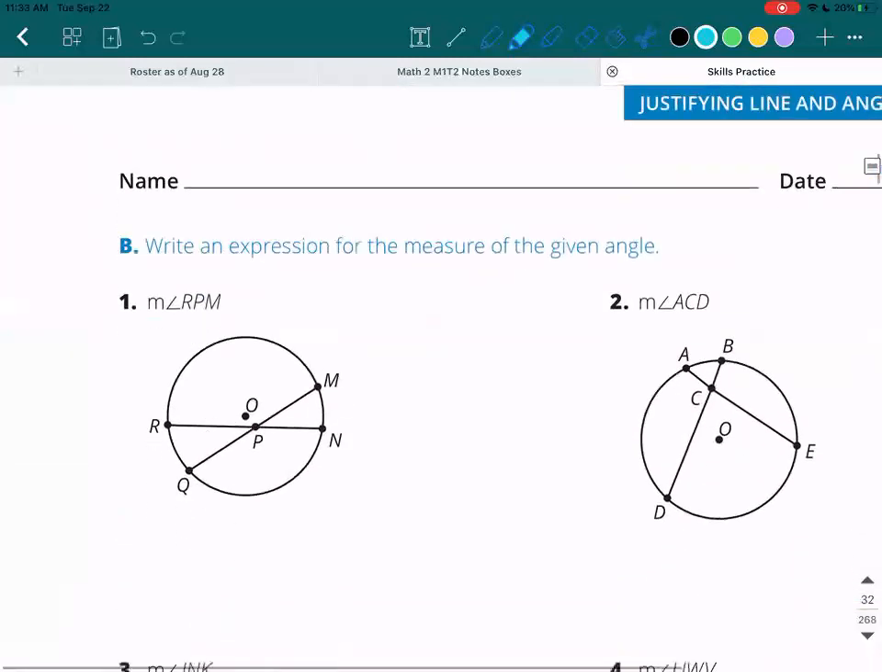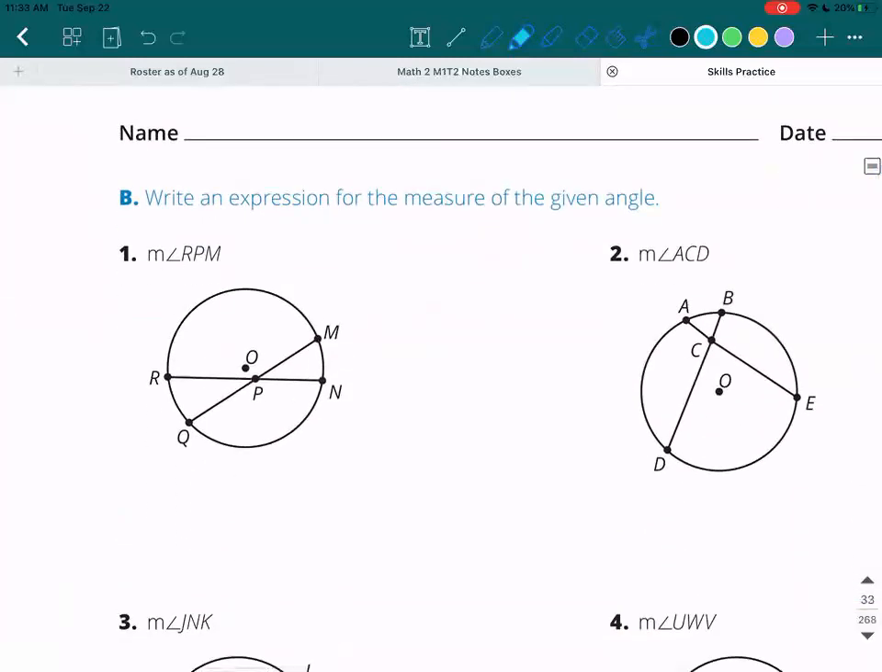we have page 29 now. We're going to write an expression for the measure of the given angle. So let's see, which angle are they even talking about? It says measure of angle RPM. So that's RPM. Okay, so we're going to write an expression for this angle, okay? This one that I wrote in blue, because that is angle RPM.